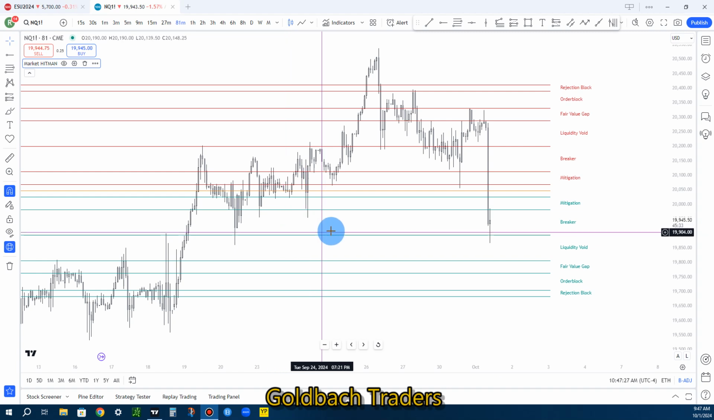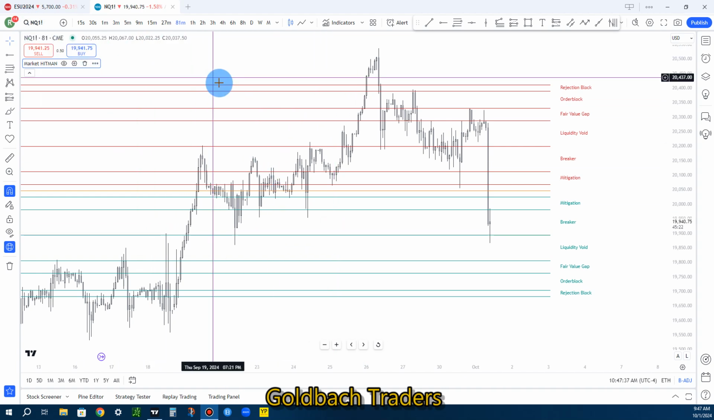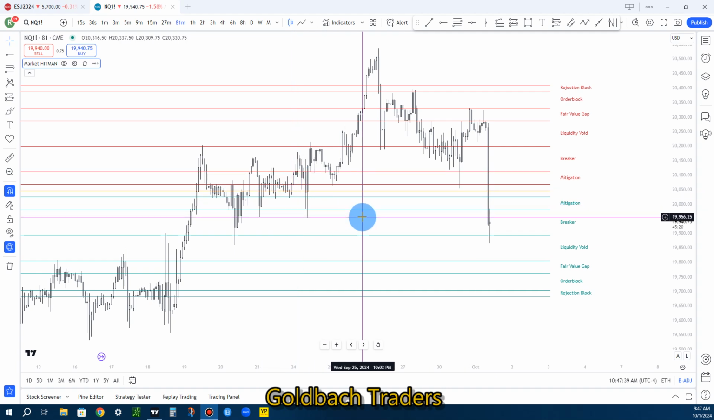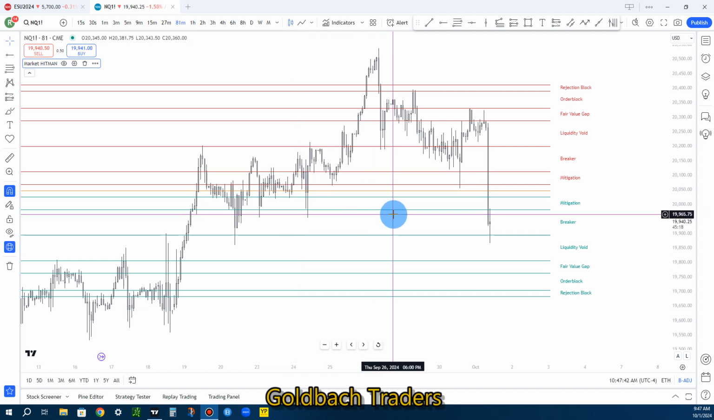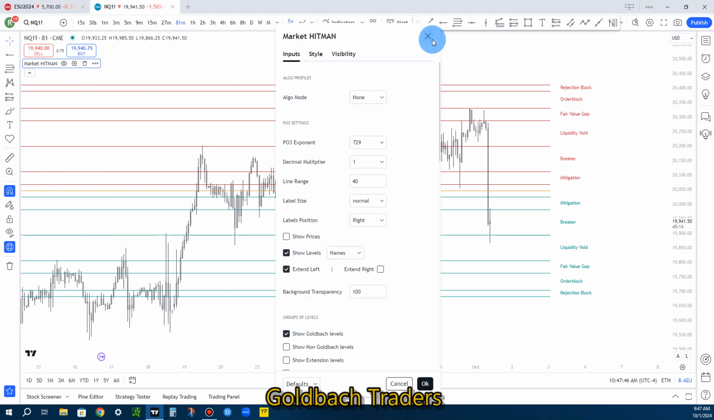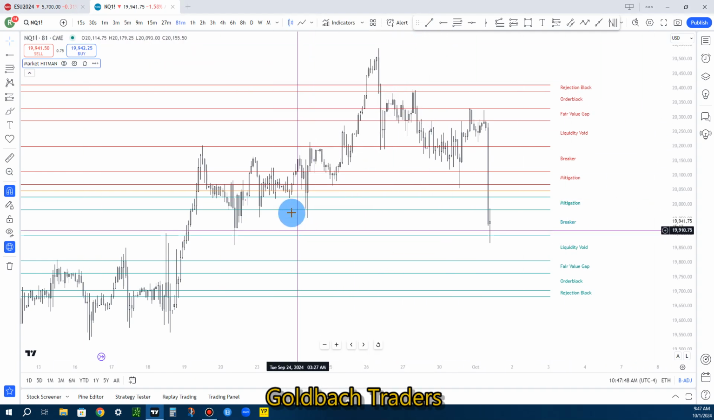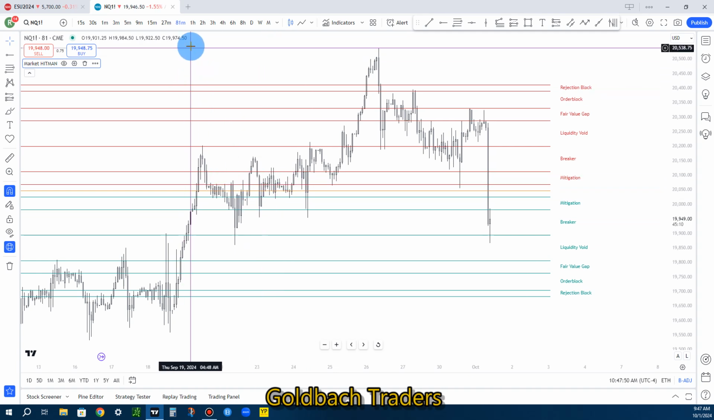Okay. So what we're looking at here is the NQ continuous contract. I forget which month it is, but this is not showing the monthly. This is just a continuous contract, and I have a Goldbach on here, and this is, I believe, a 729 setting. Yeah, 729, and I've got it zoomed out as far as the price. I'm looking at an 81-minute time frame chart.